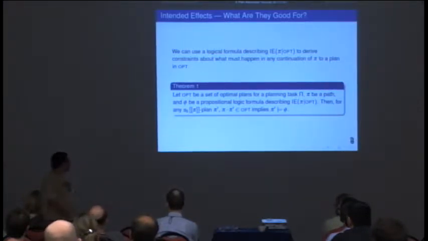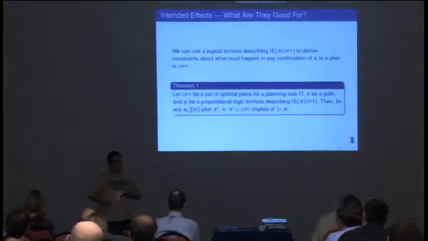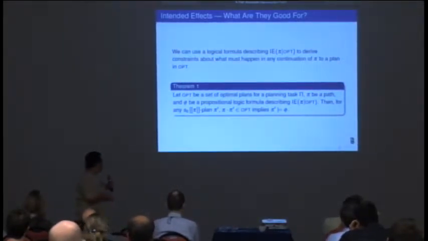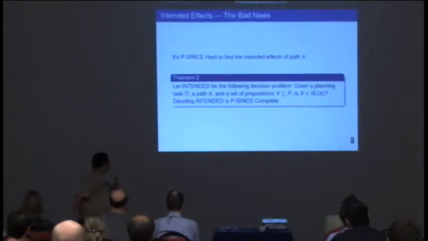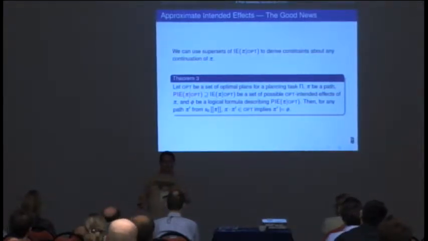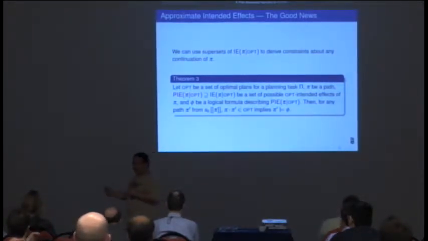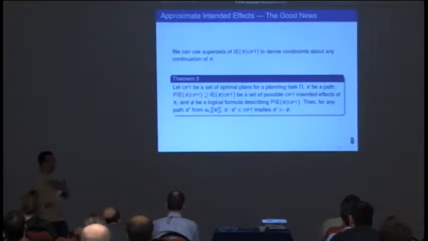I'm halfway through. Okay. So basically it says that if we have a formula for describing the intended effects of pi, any continuation will satisfy the formula. Okay, so that's kind of obvious. So unfortunately, and if you have any intuition with landmarks, it's PSPACE-hard to find the intended effects. So the good news is we can approximate them, or rather, if we have an approximation, we can use it. So if we have a superset of the intended effects, then it will still give us a valid constraint.